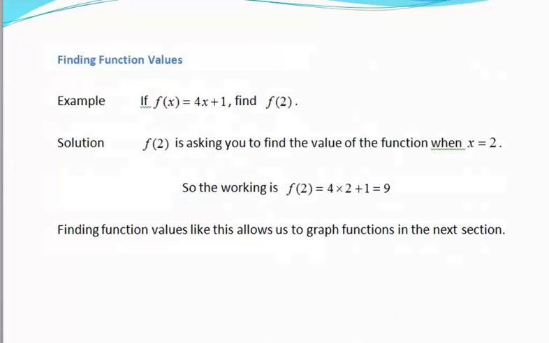So, finding our function values. If f of x is equal to 4x plus 1, we want to find the function of 2. Where we have an x, we just substitute a 2 in. 4 multiplied by 2 plus 1 is equal to 8 plus 1, which is equal to 9. So f of 2 is equal to 9. Finding function values like this allows us to graph our functions in the next section.